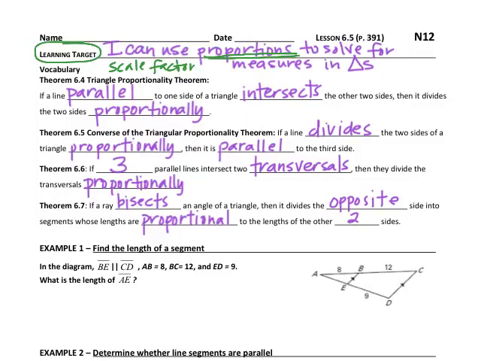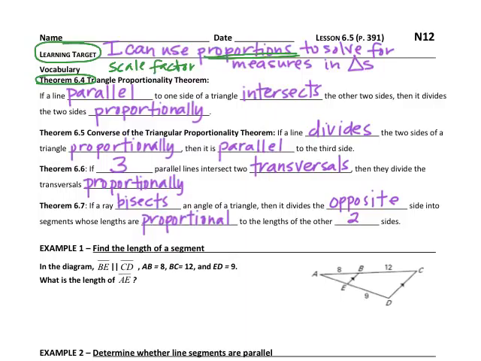So we do have several new vocabulary words, and vocabulary in geometry is extremely important, as you have realized so far. If you cannot understand the vocabulary, it'll hold you back some. So you're going to want to make sure that you know these theorems. You don't have to know the number of the theorem, but you do need to know what they say.